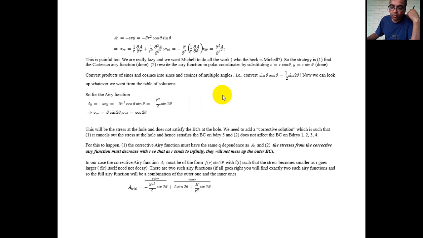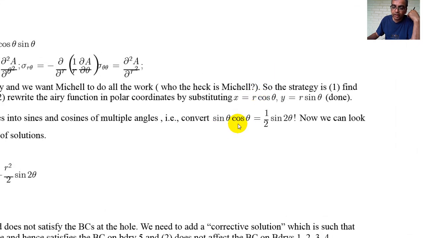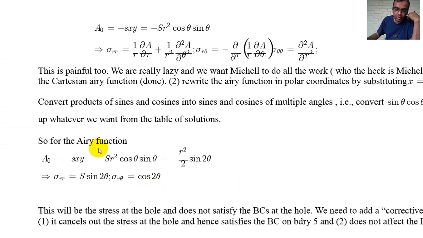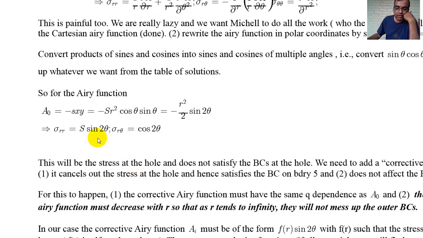What I need is to convert this sin theta cos theta into sin 2 theta. So instead of having sin theta cos theta x, y, all of that, I wanted to convert it into sin 2 theta. And so my Airy stress function looks like minus r squared over 2 sin 2 theta. So sigma rr is s sin 2 theta, sigma theta theta is cos 2 theta. Okay. So these will be the stresses at the hole, and it does not satisfy the boundary condition.